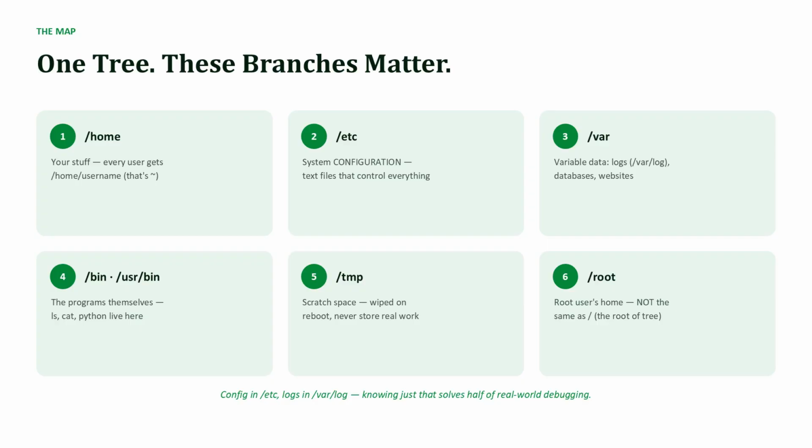The bin folders hold the actual programs. ls and cat are just files living there. /tmp is scratch space wiped on reboot. Remember just this: config in /etc, logs in /var/log. That alone solves half of real-world debugging.